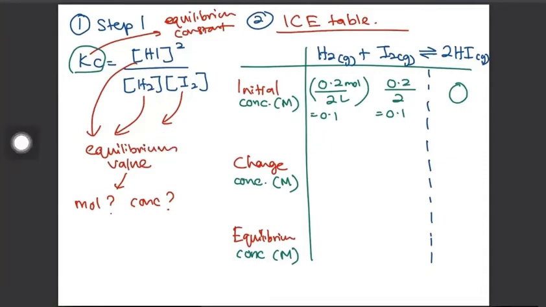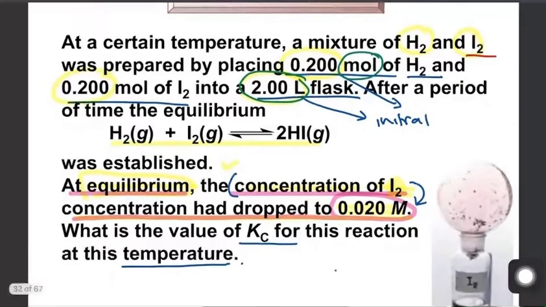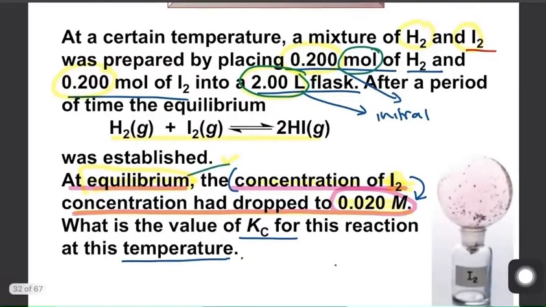Okay, so the next thing we are going to find is the change. If you read the question, is there any change value given here? Adila? Is there any change value given in the question? Adila Razzi? Yes, madam. Where? Drop 0.02 molar. This 0.02 molar is the equilibrium. It is not the change. They did not tell us what the change is. Okay, there isn't any. Most of the time the question doesn't tell.